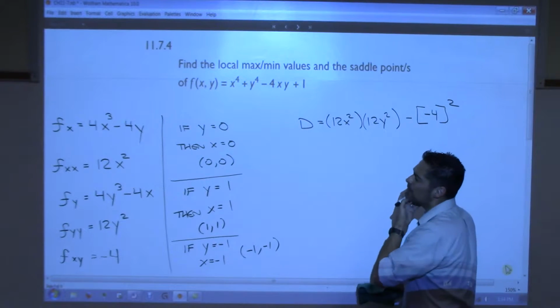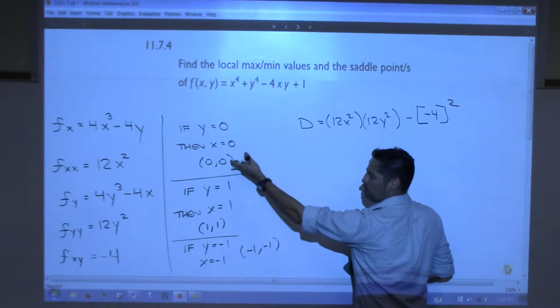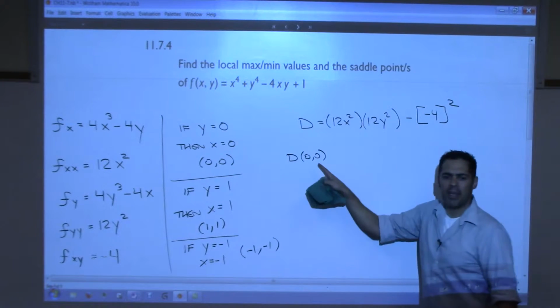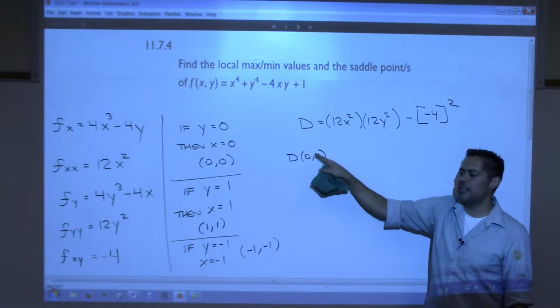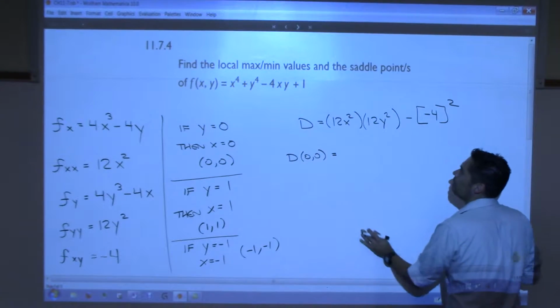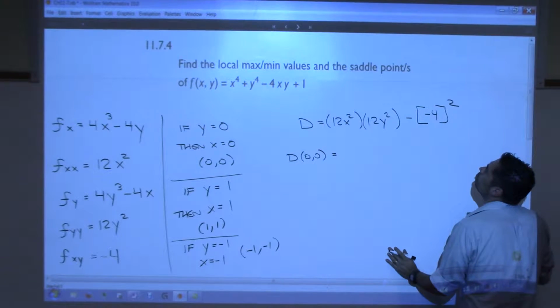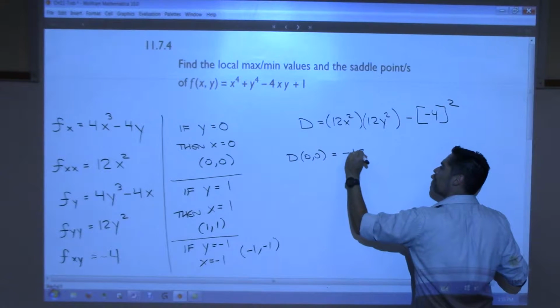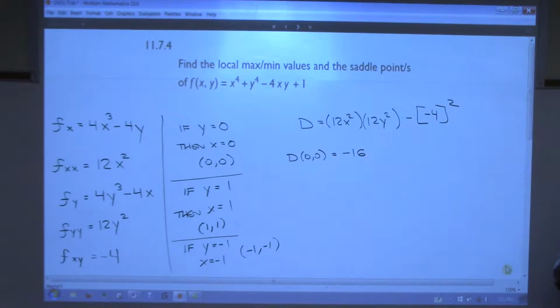So what I'm going to do is first look at my first critical number, which is 0, 0. Is it all right if I write this d of 0, 0? Does that make sense to you that what I'm doing is calculating d at this point? D of 0, 0 would be what? Negative 16. What does that tell me? I have a saddle point.